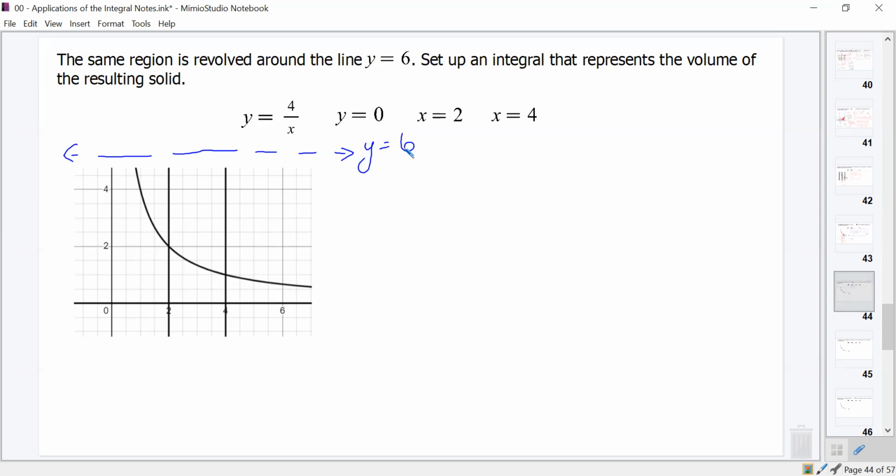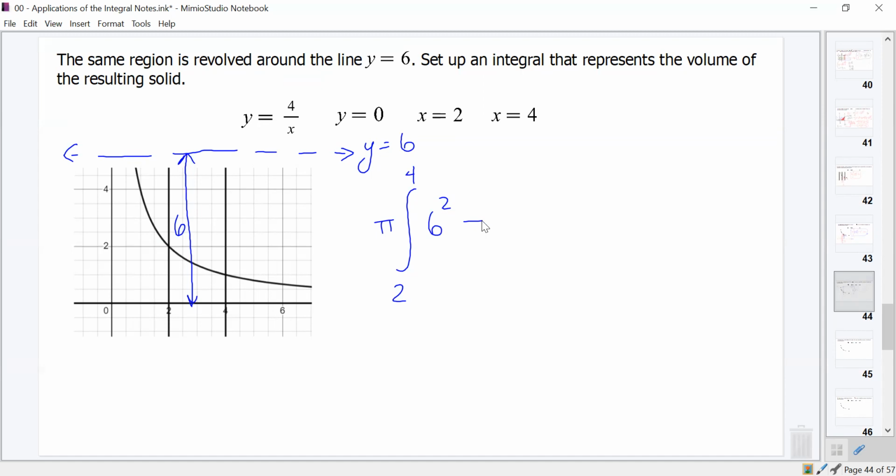We know that the washer cross sections mean that we're going to do pi times an integral from 2 to 4, again, the left x value to the right x value. And we know we're going to have an outer radius. And so our outer radius should just be extending from the line we're revolving around all the way down to the lower bound of the region. That outer radius should just be 6 units. So we're going to do 6 squared minus our inner radius.